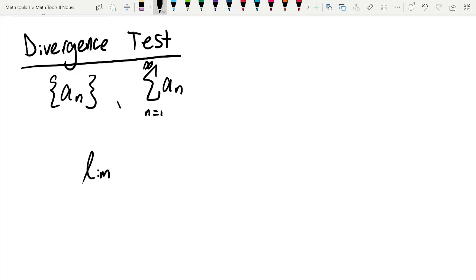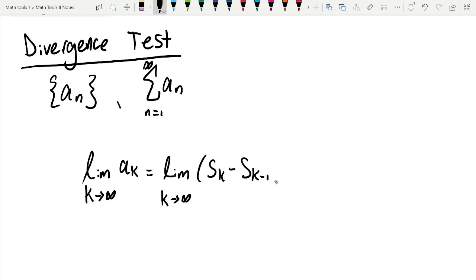So using a little bit of algebraic manipulation here, we know that the limit as k goes to infinity of a sub k, where k is one of these terms, is equal to the limit as k goes to infinity of s sub k minus s sub k minus 1. Okay, so if we just think about why that's true, remember this is the kth partial sum. S sub k would be a sub 1 plus a sub 2, all the way up to a sub k.